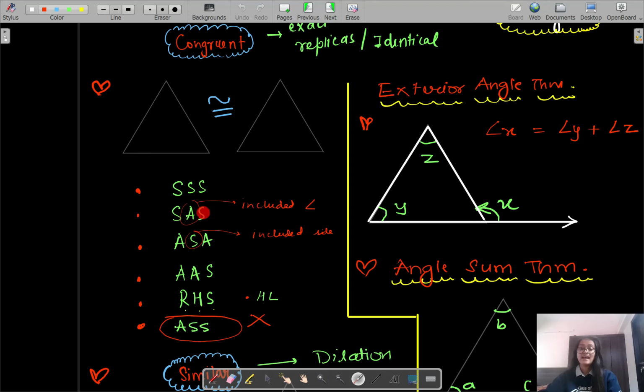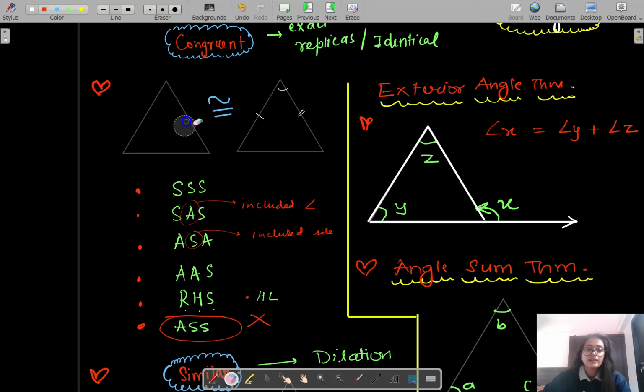Second criteria is SAS, which stands for side angle side. Here, this angle should be the included angle, meaning if this side is congruent to this side and if this side is congruent to this side, then the angle should be the one which is between these two sides. So this and this. Then these two triangles will be congruent.